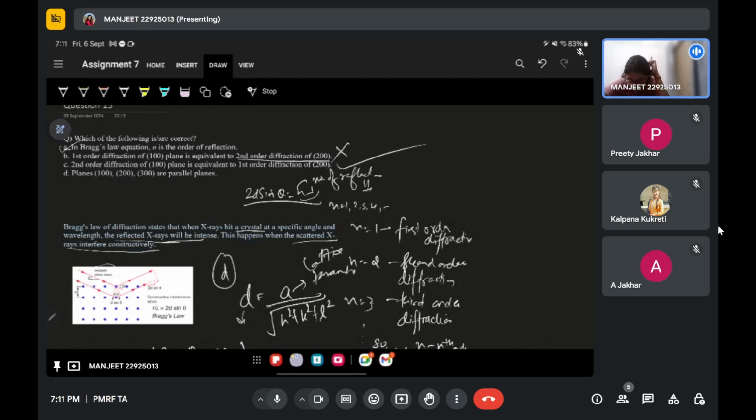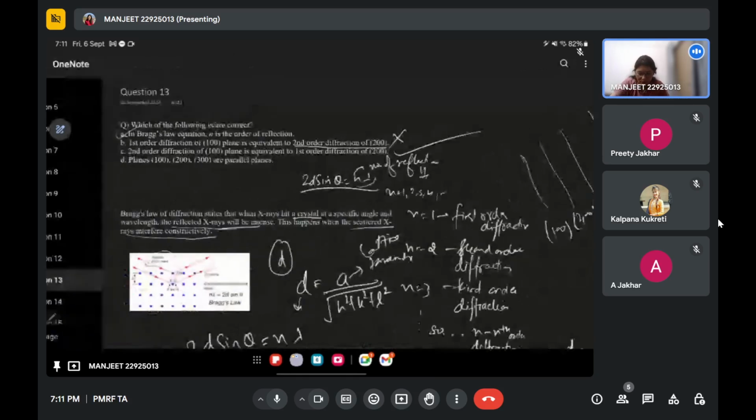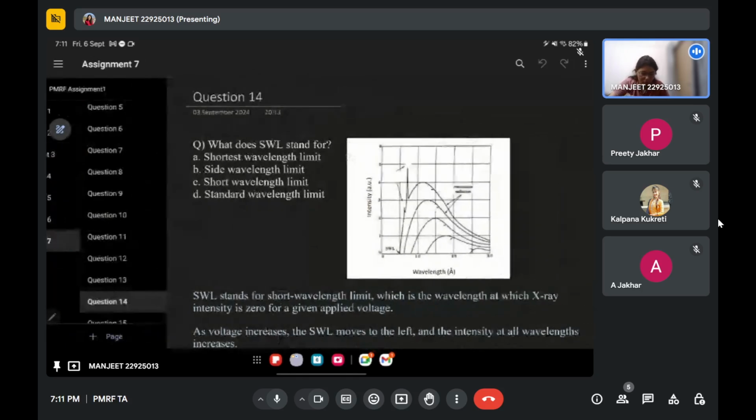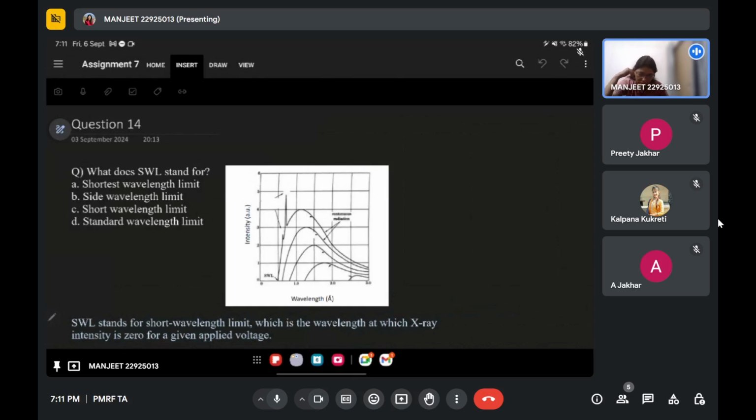And in the D part, the planes 1 0 0 and 2 0 0 are the parallel planes, because in the earlier case, in crystal structure, we already discussed this. Parallel planes will have the same indices. So 1 0 0, 2 0 0, 3 0 0, 4 0 0 and so on are my parallel planes. Okay, this is all about question number 13, and let's move to question number 14.